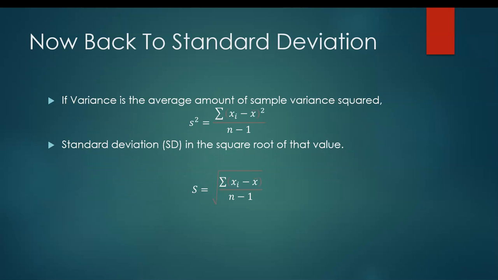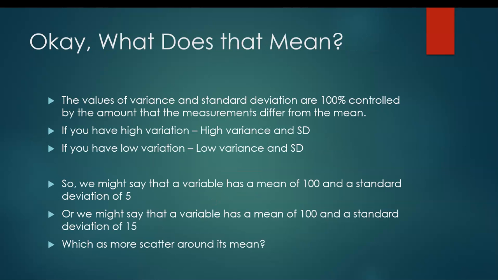Now back to standard deviation. If variance is the average amount of a sample, squared, so that's the summation of the distance of each data point and the mean squared, and standard deviation is the square root of that value, what does that mean? The values of variance and standard deviation are 100% controlled by the amount that the measurements differ from the mean. We've kind of gone over that.